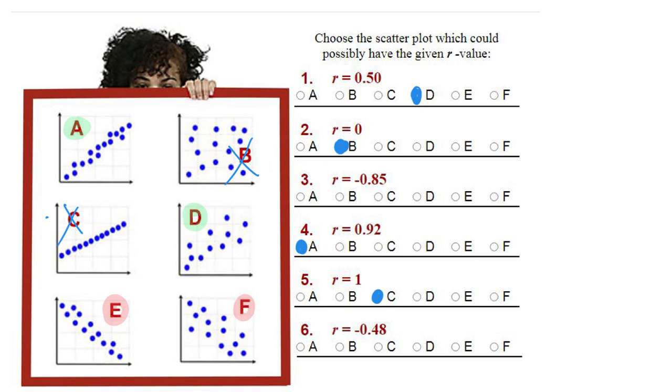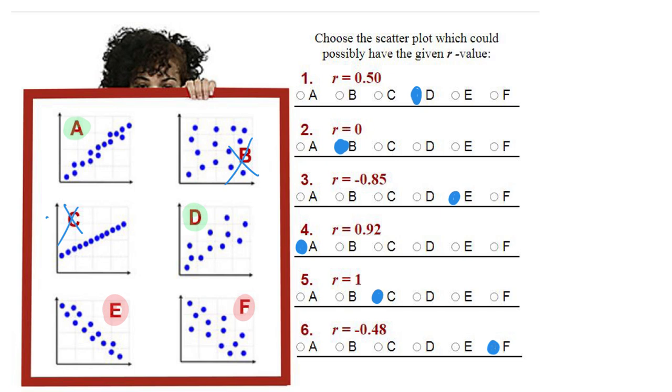And then I'm going to do the same thing with my 2 negative ones. Again, the negative doesn't change how strong or weak it is. So the number itself being close to 1 tells us which one's the strongest. So E is the strongest graph. 0.85 is the strongest correlation coefficient. So E will match up there, which means F is going to match up at negative 0.48.